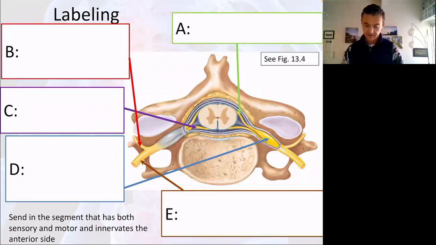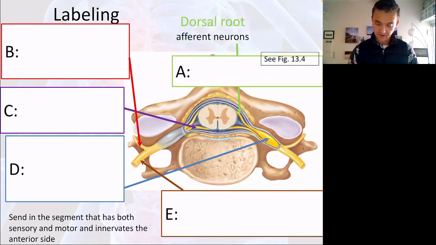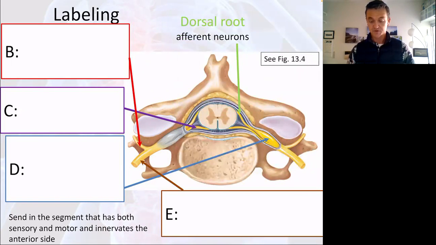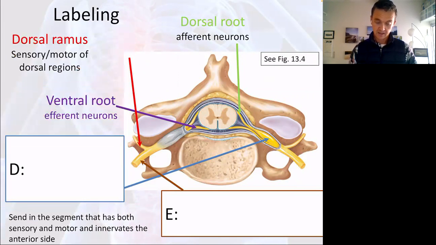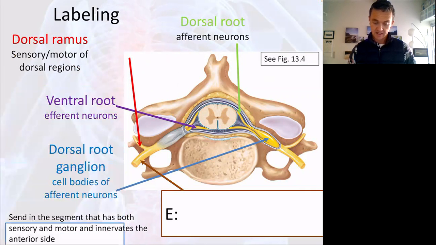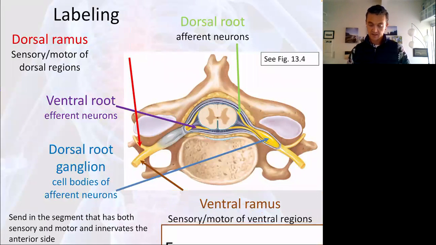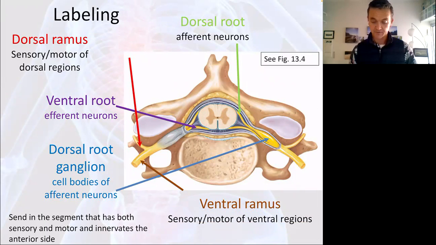Okay, so let's do a little bit of labeling here. These different portions, we've kind of already done this, so this is just review. Dorsal root is where the afferent neurons are. Dorsal ramus, talked about these. Ventral root, efferent neurons. And then the dorsal root ganglion, and lastly, the ventral ramus. Okay, so that's just a recap of what we've talked about previously, and now it makes a little bit more sense. The cell bodies of the afferent neurons are there, cell bodies of the efferent neurons here, cell bodies of some efferent but autonomic neurons there.